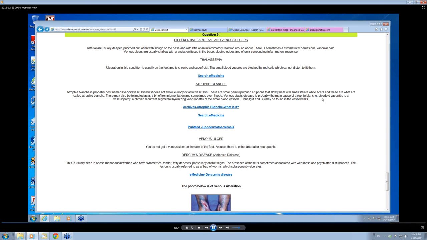But they sometimes have fibrin problems as well, and livedoid vasculitis is a vasculopathy, a chronic recurrent, segmental hyalinizing vasculopathy in small blood vessels. If you do immunofluorescence, you may see fibrin, IgM, and C3 in the vessel walls. Some of these patients, from memory, if they have this, like with lipodermatosclerosis, were also treated with stanozolol, which was an androgenic steroid, to try to reduce the vasculopathy occurring in this condition, but I don't really understand it.